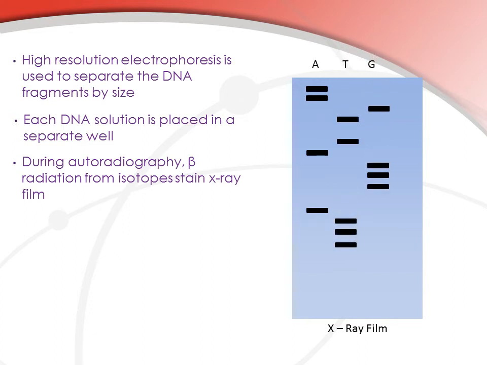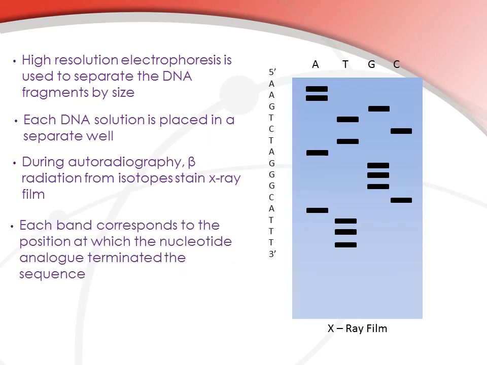As these black bands accumulate on an X-ray film, they form a ladder, and from this ladder we can determine a particular DNA sequence. The Sanger chain termination method can be used to determine DNA sequences up to 800 nucleotides long.